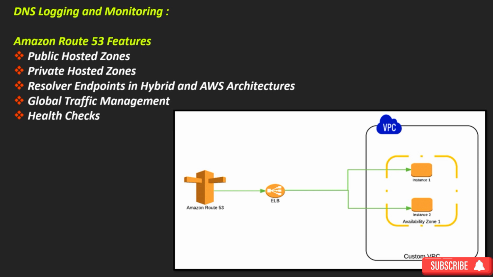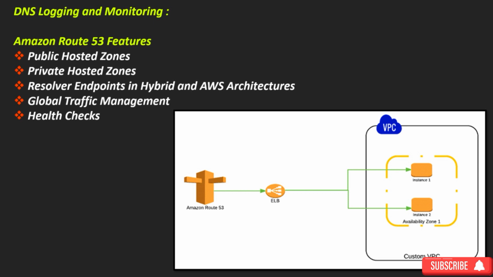Next, private hosted zones isolate DNS resolution for private resources within an Amazon Virtual Private Cloud, the VPC. Route 53 supports the creation of private hosted zones, isolating DNS resolution within the VPC. What are resolver endpoints in hybrid and AWS architectures? Starting with hybrid connectivity, with the Route 53 Resolver it is possible to seamlessly integrate on-premises networks with AWS, providing a consistent DNS solution across hybrid architectures.